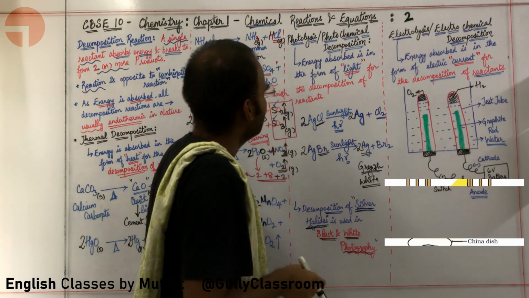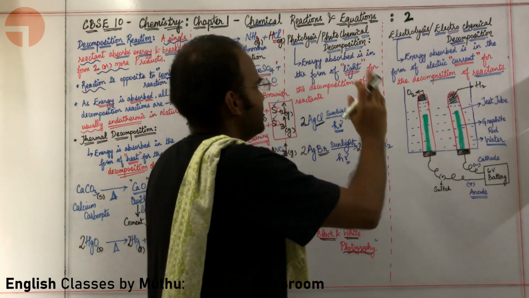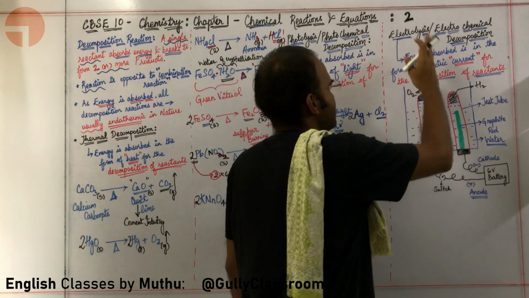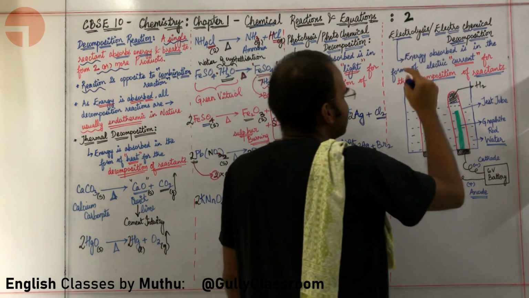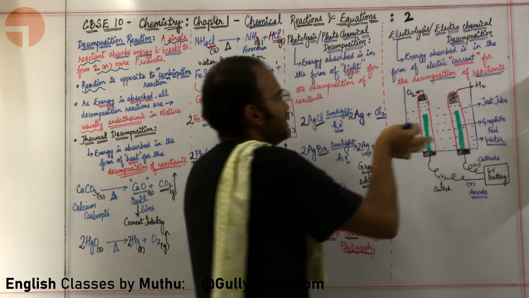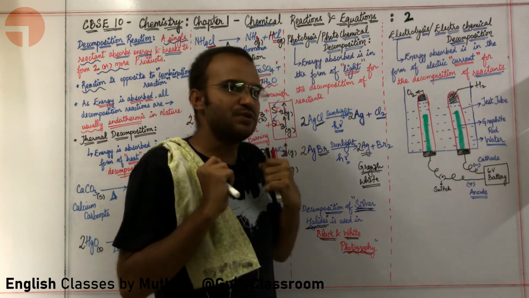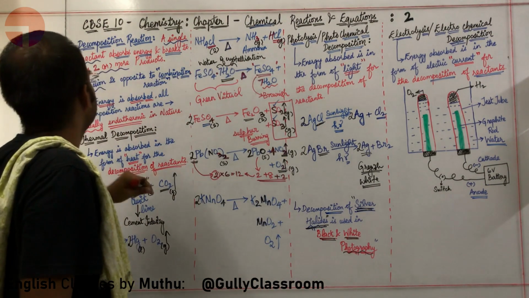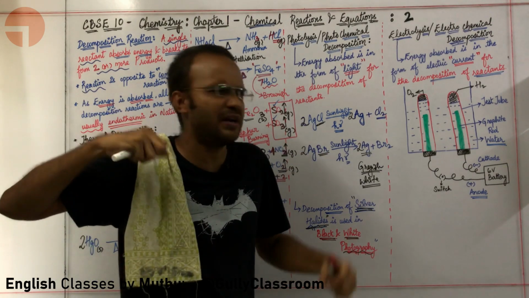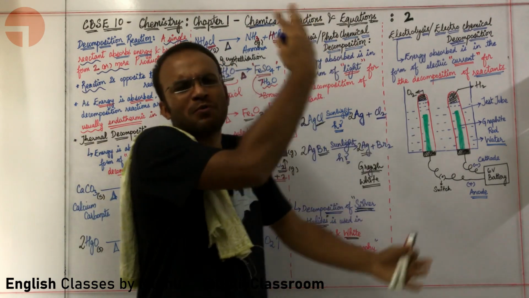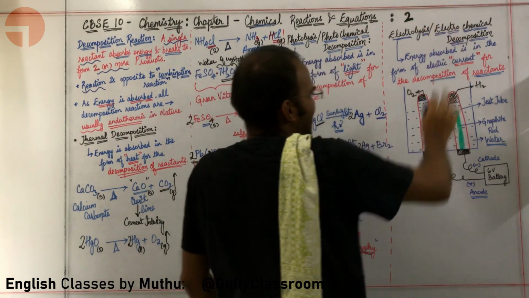Now let us go for the last reaction we are going to see in this particular topic, electrolysis or electrochemical decomposition. Here, energy is absorbed in the form of electric current. In each and every decomposition reaction, a single reactant absorbs energy and breaks into 2 or more products. But here, the energy is absorbed in the form of electric current.